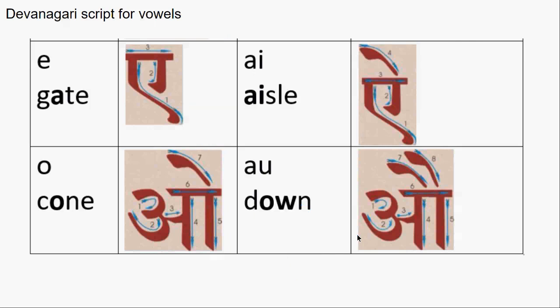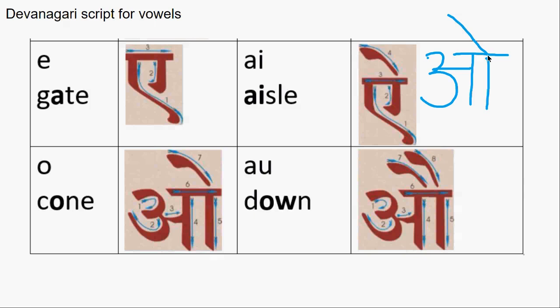Now the next one is O sound. O sound is similar to A. A itself was starting with A first. Then we write another vertical line which makes it A. This is A. And then we add a slanted line on the top from left to right. Okay? From left to right.